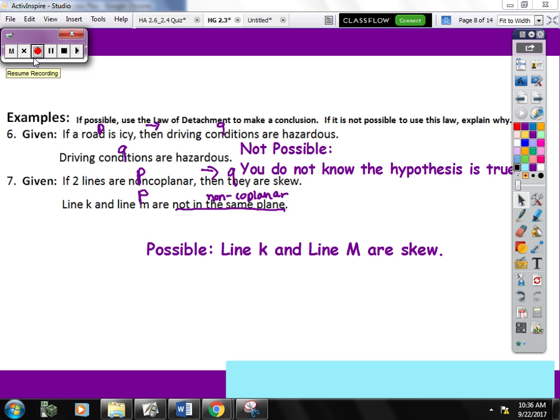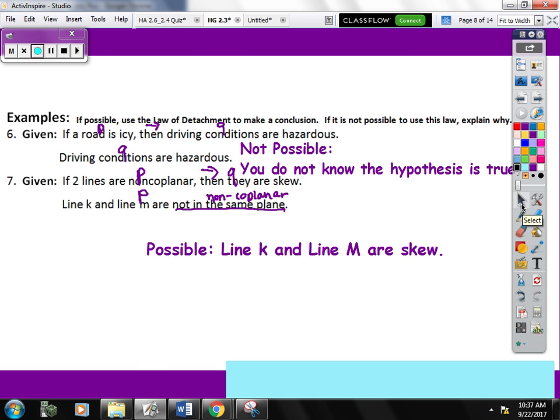So pretty much if you see that the conclusion is stated, given, then it's a no. You need the conditional and you need the hypothesis. So if you're given the conditional and the conclusion, you can say not possible. You would pretty much just assume that it's true if you see the hypothesis first.